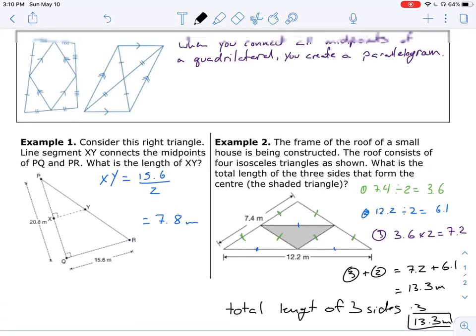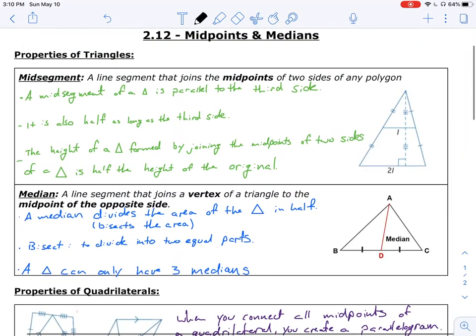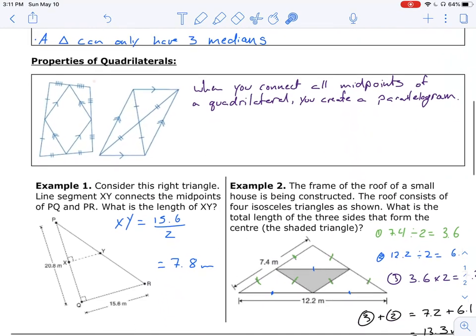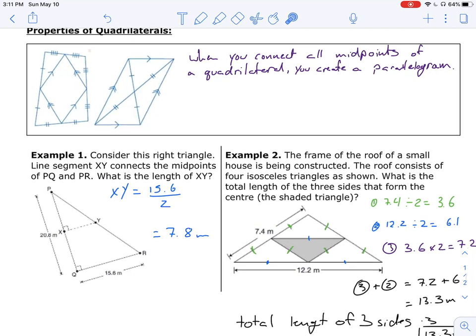So the big takeaways of what we're talking about here: the mid segment, right? The mid segment is half as long as the third side. A median goes from one vertex to the midpoint of the other side, which creates equal distance on either side. And then we saw how we would use that information to solve. We had one example using our mid segment and another example using our midpoints.